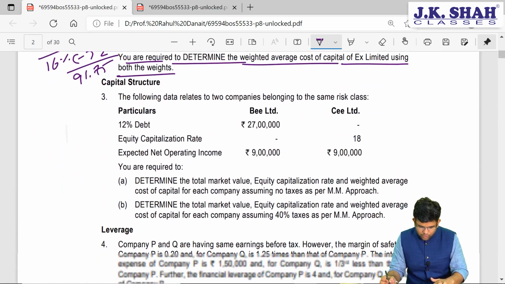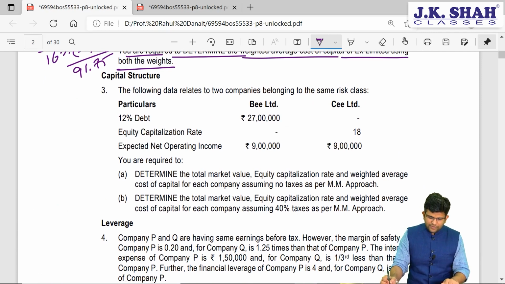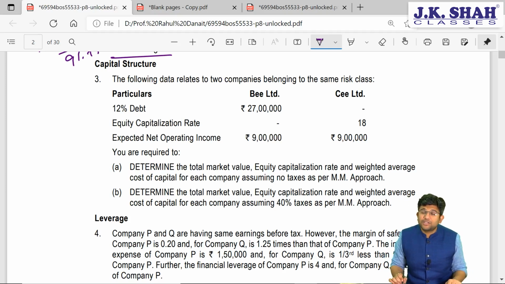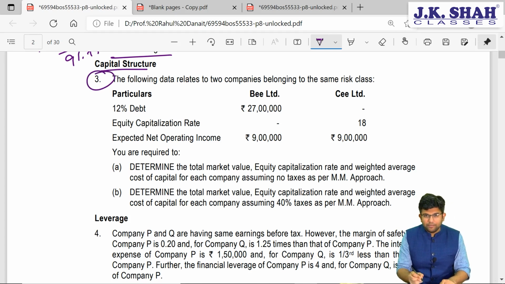We then move on to the third question, which is based on capital structure. Let's start. So this question, children, is based on the concept of capital structure theories. You remember net income approach, net operating income approach, all that is there here. Let us now try to understand capital structure question number 3.